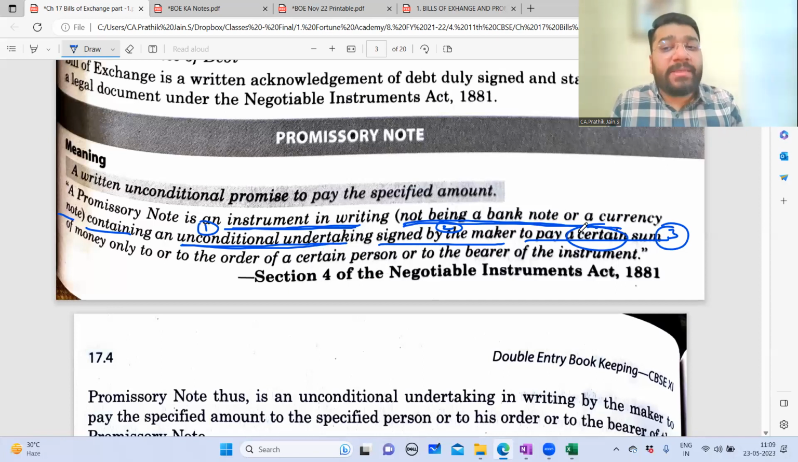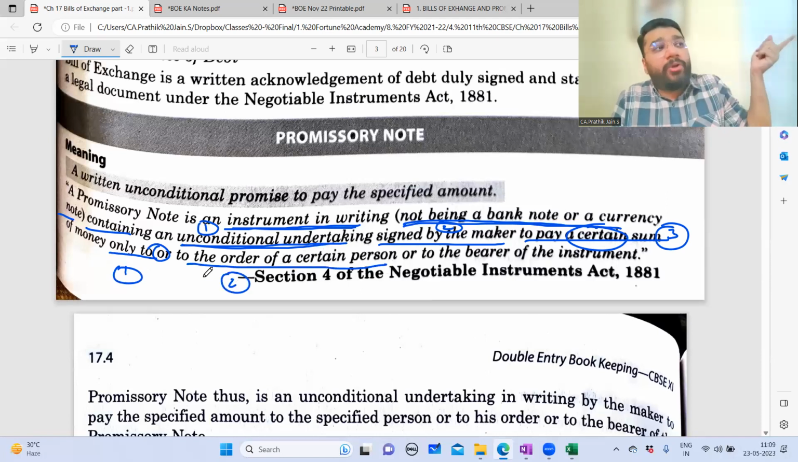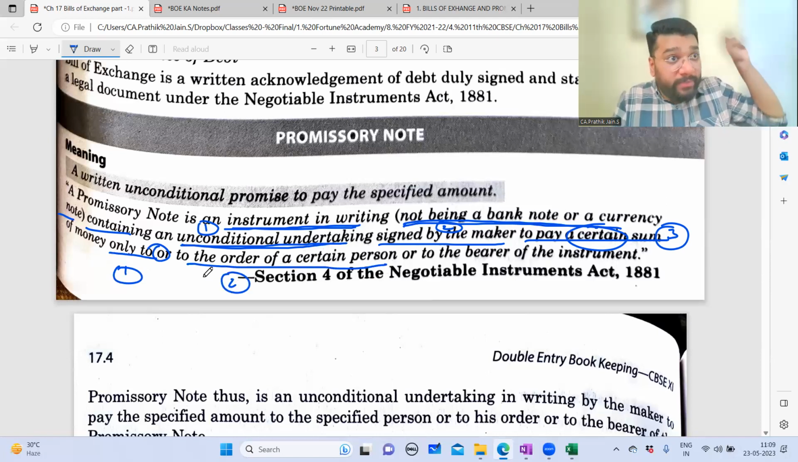Signed by the maker to pay a certain sum of money. Now, fourth point, this money has to be paid to whom? Three options. First option, only to so and so person, or to the order of so and so person. So I will order, okay, make this payment to Anita, make this payment to somebody else, a specific party's name.